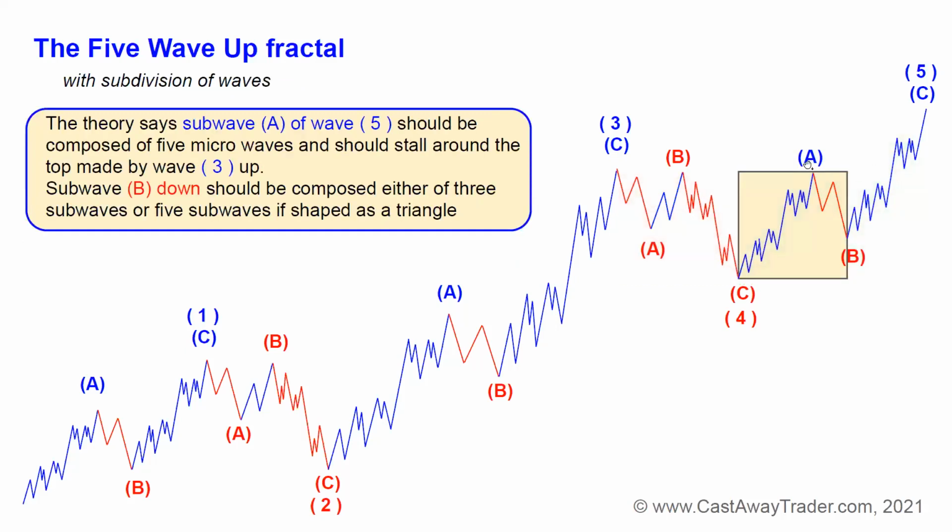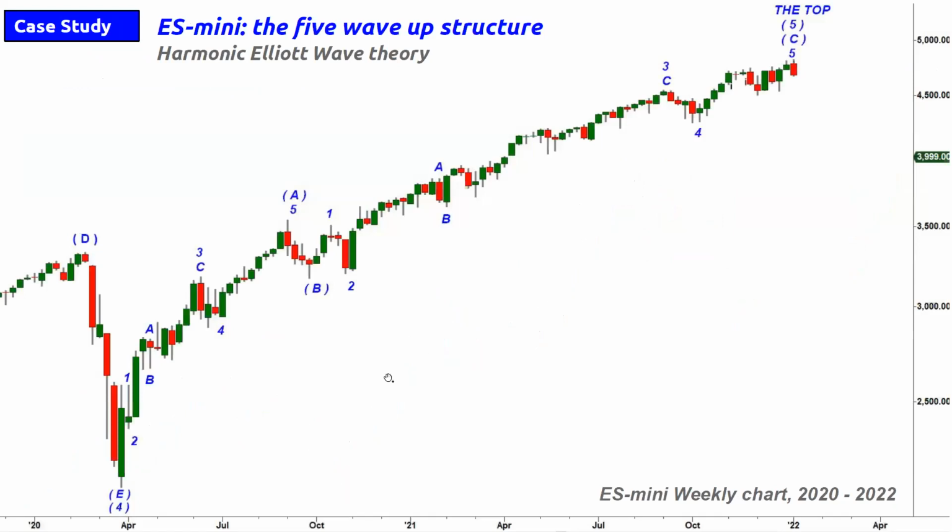And let's look at what actually happened after we made that pandemic low that was the bottom of big wave 4, and we got A up, very shallow B down, and another C up. You can see that I identified 5 microwaves inside subwave A and 5 microwaves inside subwave C. So that ABC up structure off the low made in March 2020 looks completed.